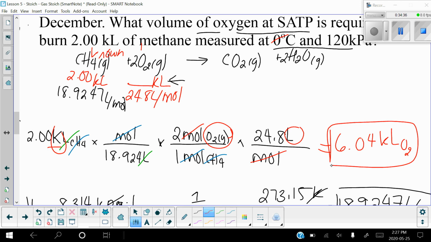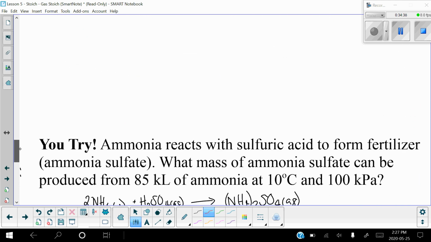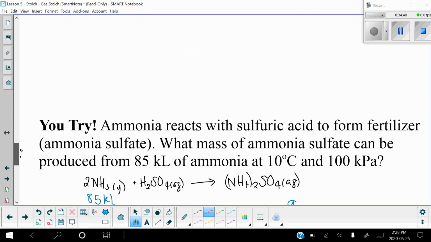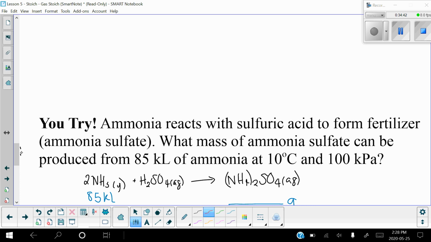Fantastic. Last but not least, you're going to try this you-try problem on your own. Once you're done, you can unpause and check your answer.